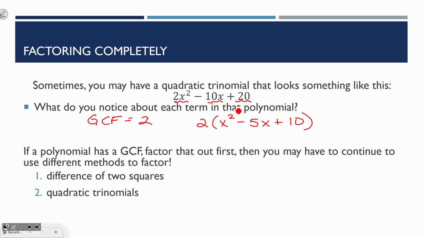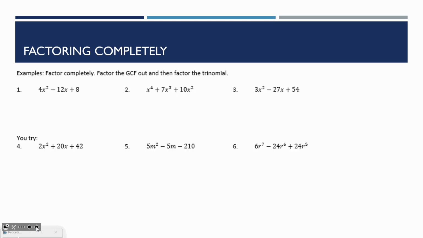So here's our rule of thumb. Whenever you see a polynomial and you're told to factor, you always look to see if it has a GCF first. So you always factor out a greatest common factor first. And then from there, you look and see, is it a difference of two squares, or might it be a quadratic trinomial that I can factor further? So let's look at some examples.